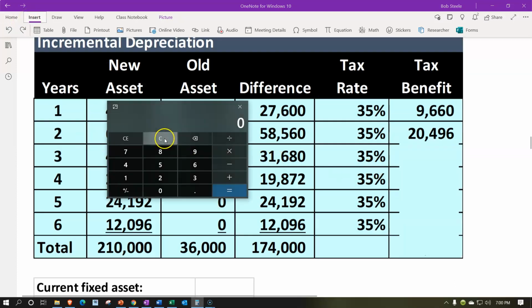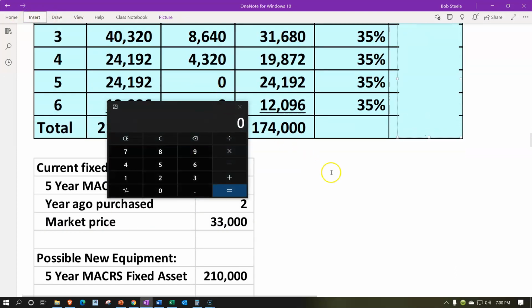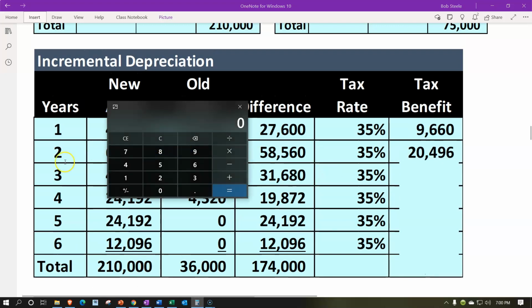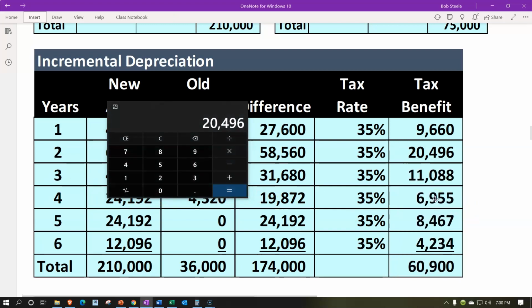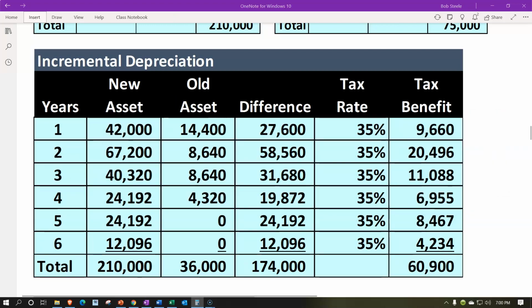I can and did undo it. So now let's do this again. So now we've got the 58,560 times the 0.35 gives us the 2,496 and so on and so forth. So if we were to add that down, the differential is going to be this column.